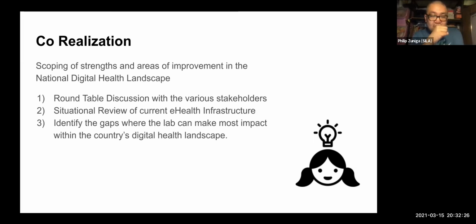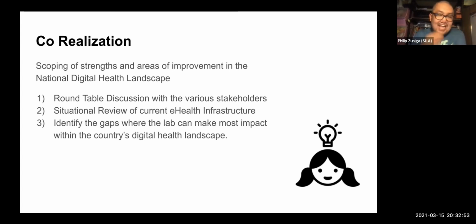So do they have a problem in EMRs? Do they have a problem in adopting standards? Do they have a problem in infrastructure? So we need to identify a gap. Okay? So once we have identified those gaps, that is where the lab will come in. So we will identify the gaps where the lab can make most impact within the country's digital health landscape.